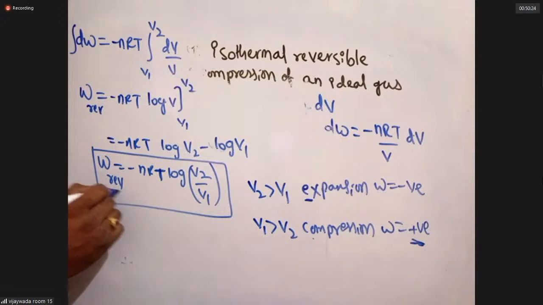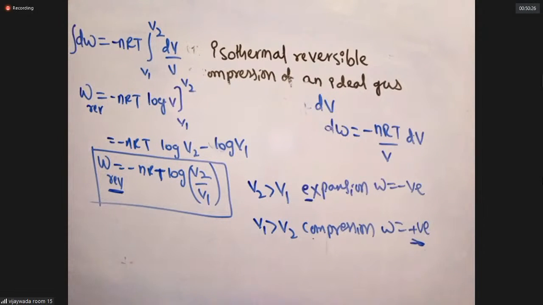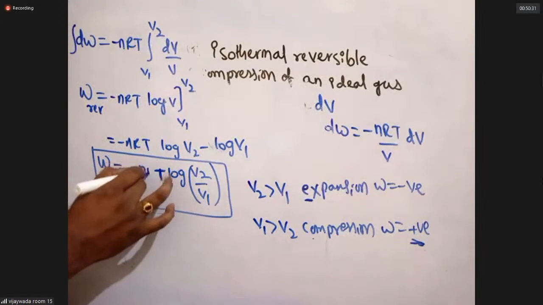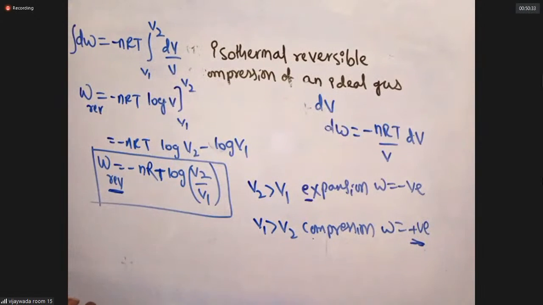Work done in reversible process equals minus nRT log V2 by V1, where R is gas constant, T is temperature in Kelvin, n is number of moles, V2 is final volume, V1 is initial volume. Understood?